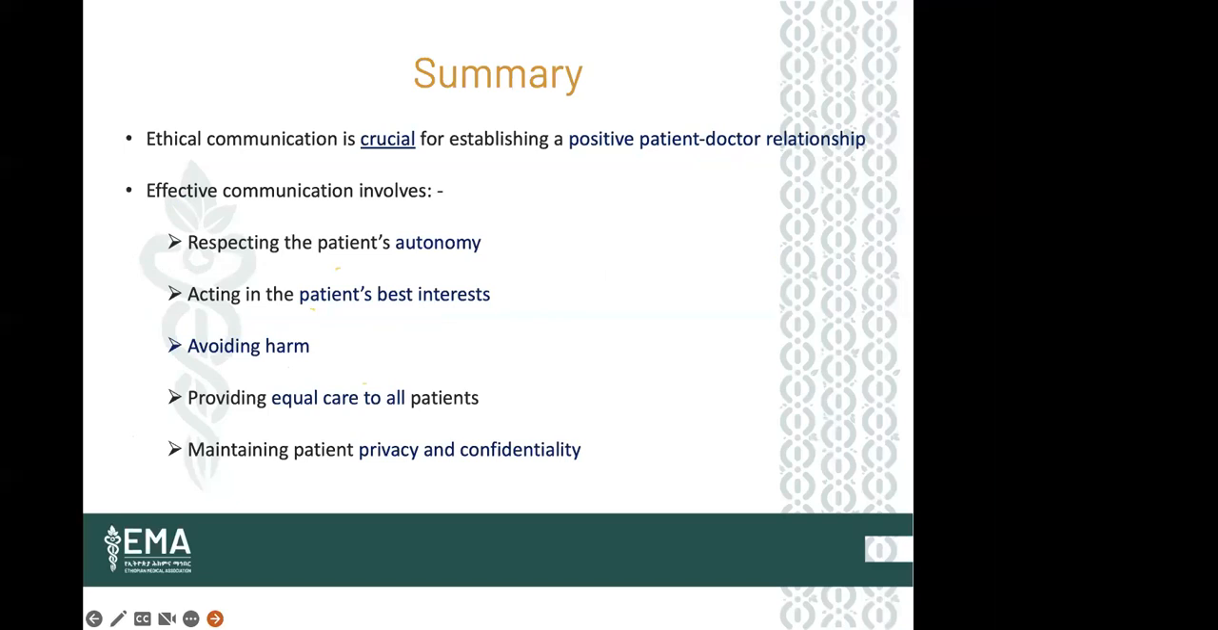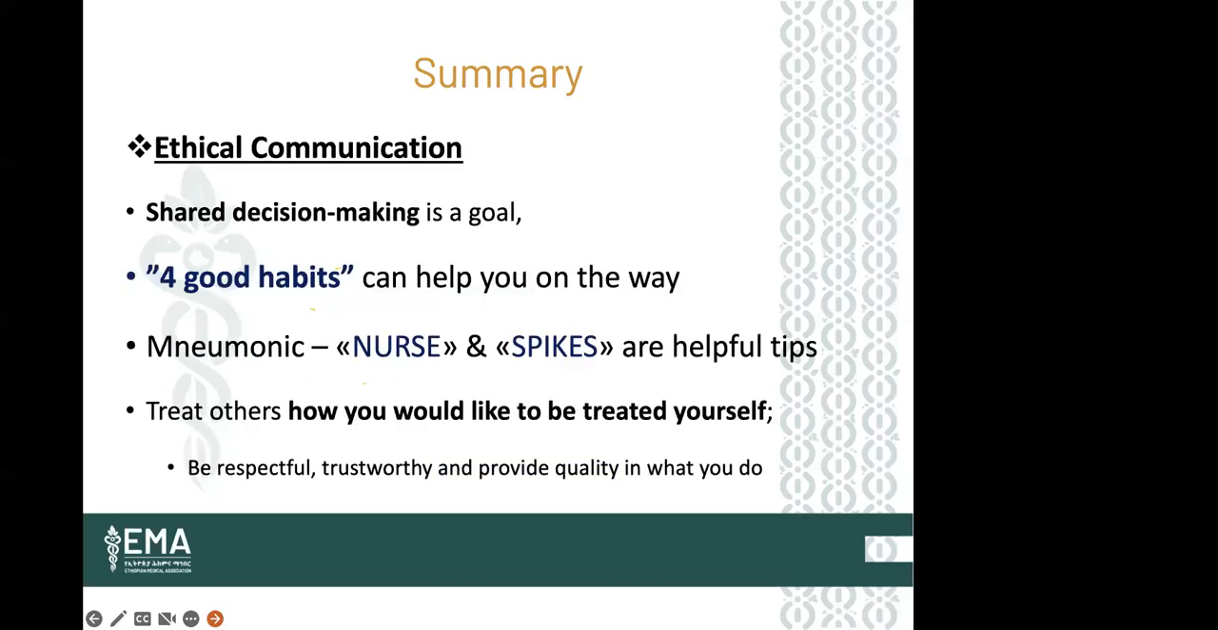And ethical communication is quite crucial for establishing a positive relationship, and effective communication involves respect for autonomy, acting in the best interest of the patients and avoiding harm, providing equal care to all patients, and maintaining patient privacy and confidentiality. These are the 4 principles that we have discussed. And shared decision making is a goal in any communication or any clinical care. And these 4 good habits can help you along the way. And the mnemonics that we use, NURSE, for understanding and accepting patient emotion, and SPIKES for conveying bad news, are quite helpful tips.